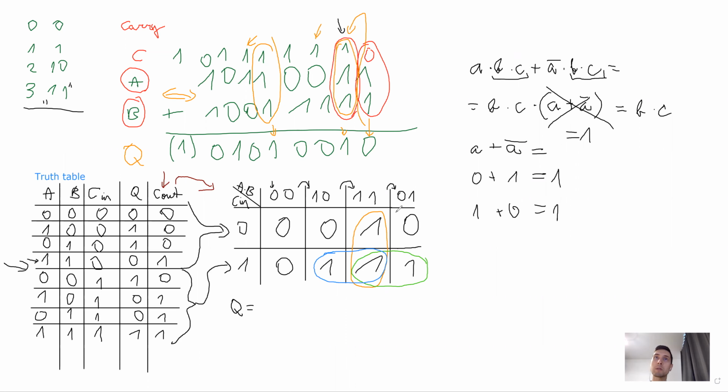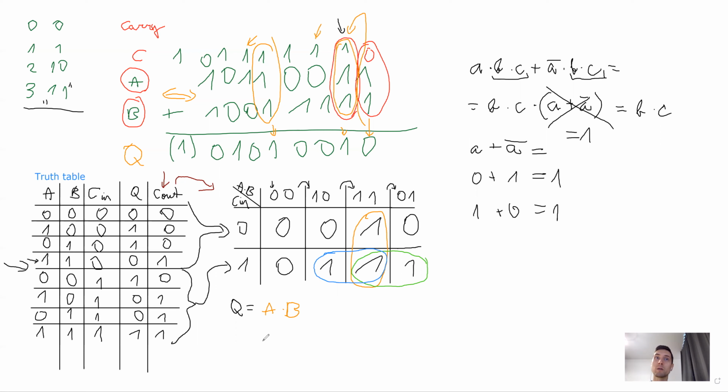And the same happens here. So for example, for the orange part, A times B times carry in. In this position carry in is 0, here carry in is 1, but regardless of carry in, the result is 1, so we can write just directly A times B.